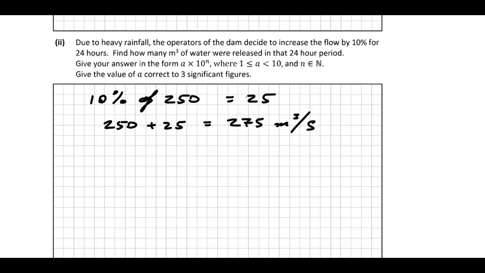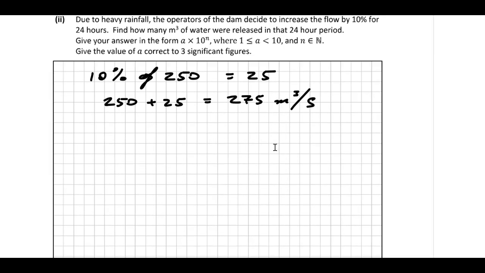So find how many cubic meters of water were released in that 24-hour period. They're releasing 275 cubic meters every second. Every minute we've got to multiply it by 60. Every hour, you've got to multiply it by another 60. And then multiply it by 24 because there are 24 hours. Well, we're talking about a 24-hour period anyway, so they say 24 hours up here.